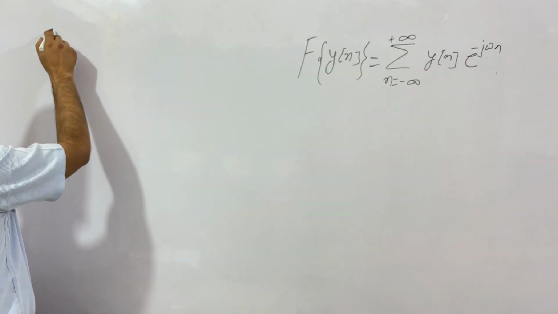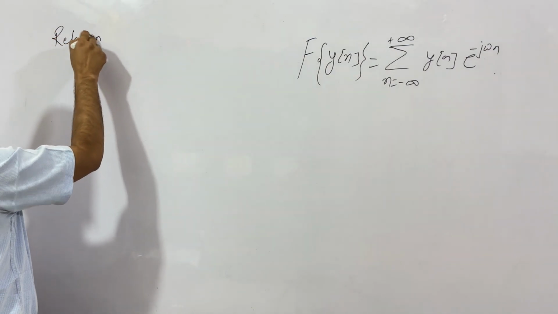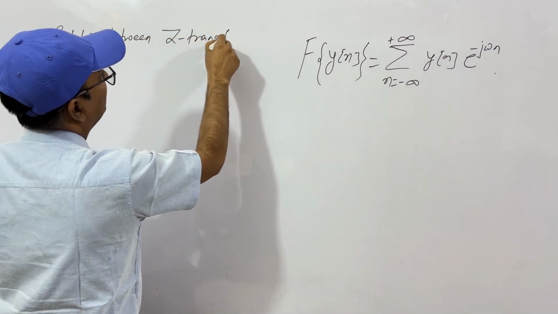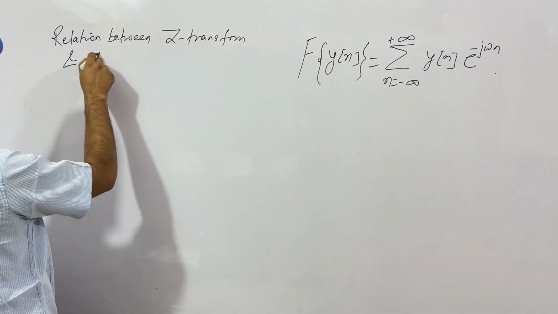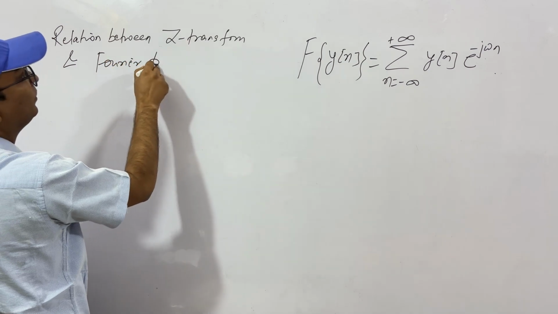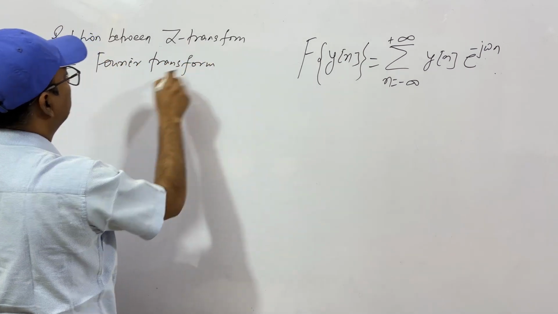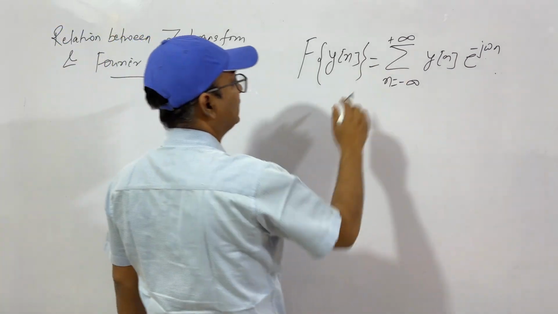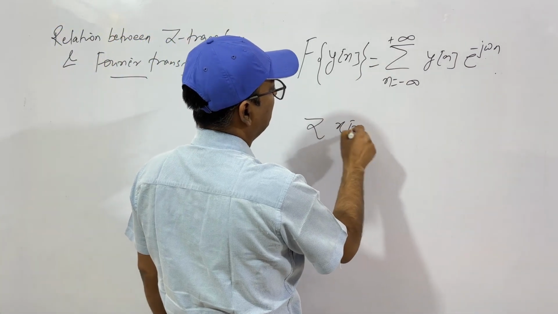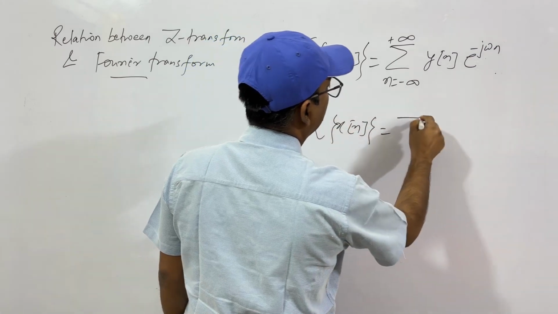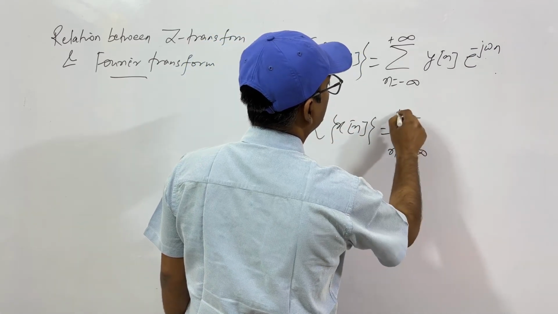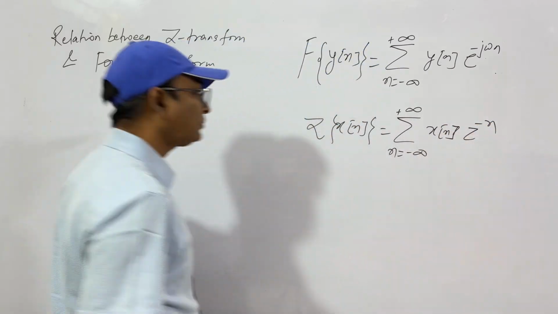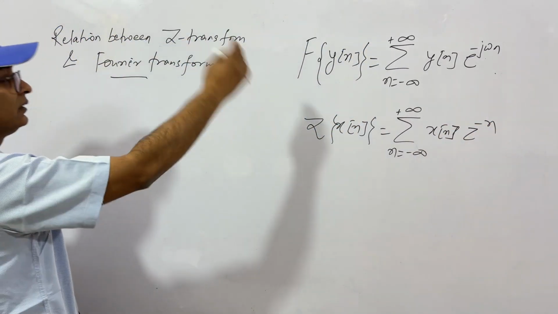So what we are trying to understand is the relation between Z transform and Fourier transform. We are starting with this so that there is a clear understanding. We know the Fourier transform of this, and we know the Z transform of x[n]. We just saw it is given as the sum from n equal to minus infinity to plus infinity of x[n] into z to the power minus n. These definitions are there. We have to find the relation between these two.